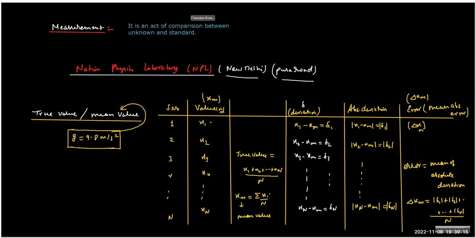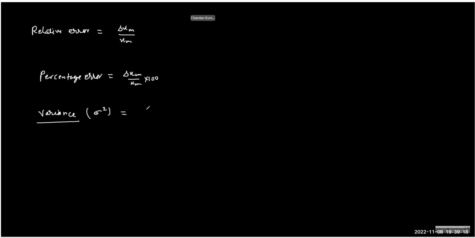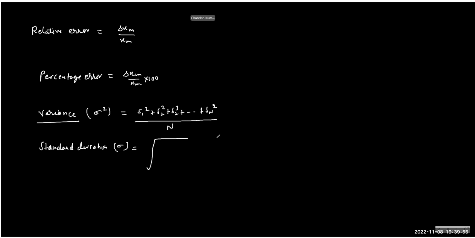So if you look at these terms, this is called deviation. And if you square each deviation and add them, then this way of writing is called variance. And then we have something called standard deviation. So what I have done is I have squared the deviation, right? So to get back the standard deviation, we must take the square root of the variance, right?